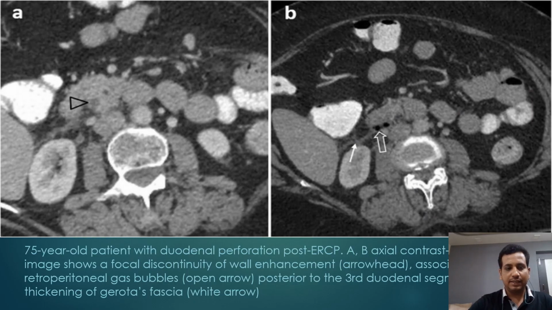Next, this is another example, a post-ERCP duodenal perforation. This is the site of perforation, and this is the free air. So this is an iatrogenic perforation.